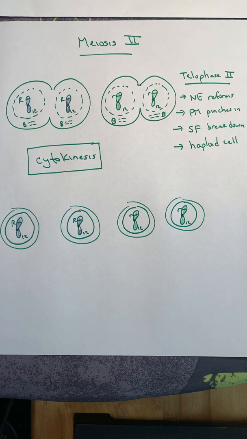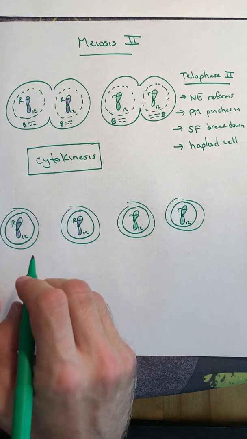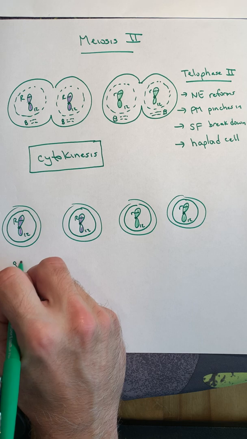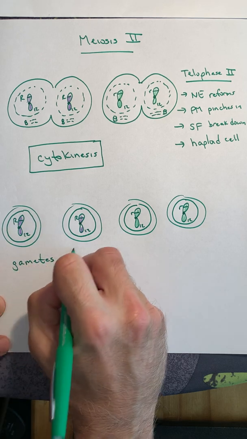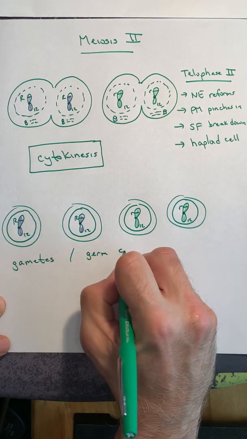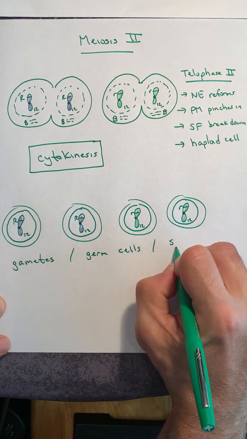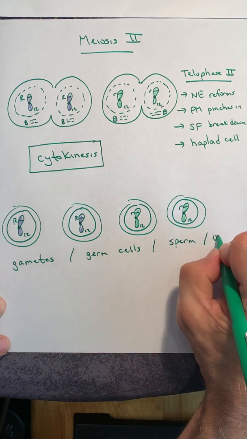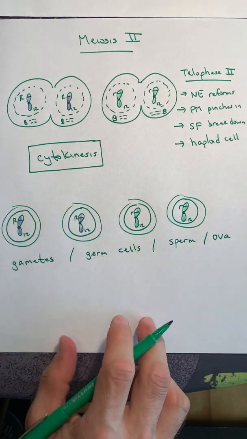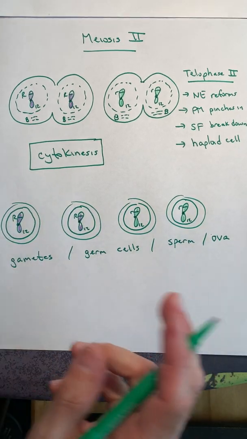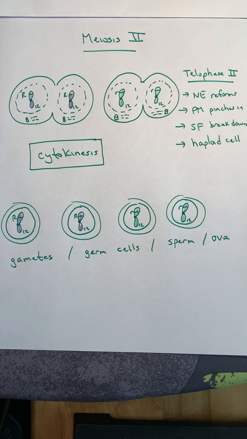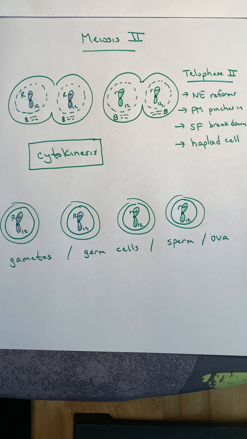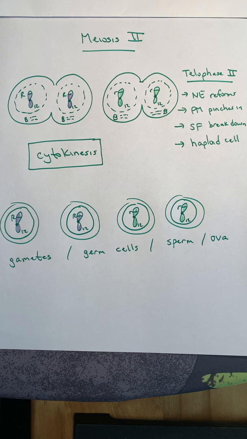Okay, so what we have here then, these are gametes. These are germ cells. These are sperm in a male or ova in a female. Okay. These are sex cells. These are the cells that are exchanged during sexual reproduction. Okay, so the whole point of meiosis is to form the cells required for sexual reproduction.